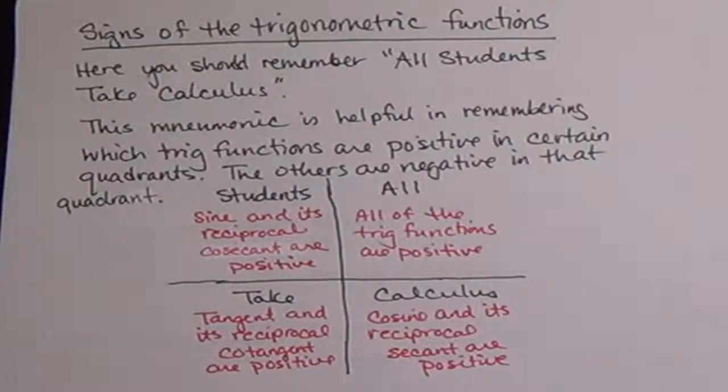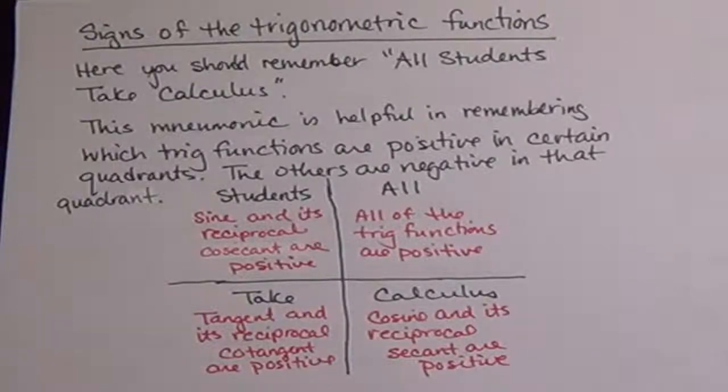Here, the thing you should most remember is all students take calculus. This is kind of abbreviated from what most people would say, and that's any good college student would take calculus. The reason it's simplified down is this is a mnemonic to help remember which trig functions are positive in certain quadrants. So if we think of our quadrants 1, 2, 3, and 4, and we go in that order, all students take calculus, it tells us which of the functions should be positive, and the ones not mentioned, all others, are going to be negative.